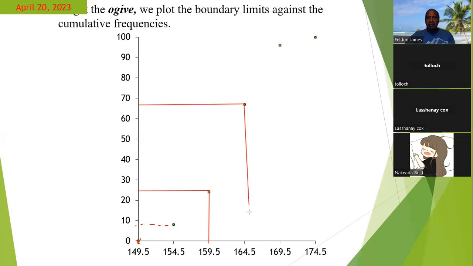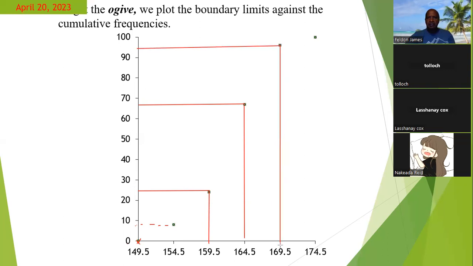And we have 164.5 for the boundary. And the next one we would have 94. So we have 94 on your frequency axis, and you plot it with the boundary value, which is 169.5. And the last frequency value is 100, and that is plotted against our last boundary value, which is 174.5.